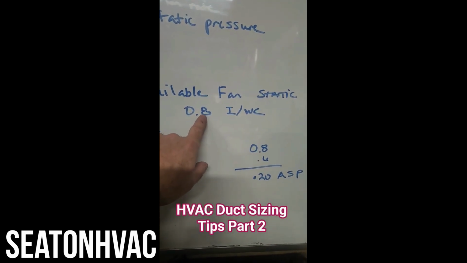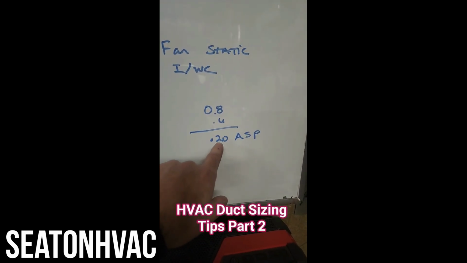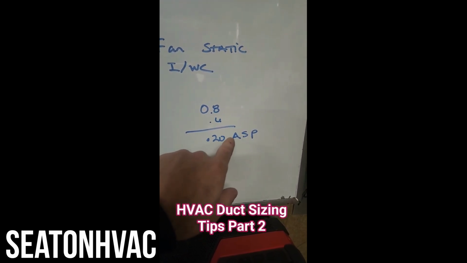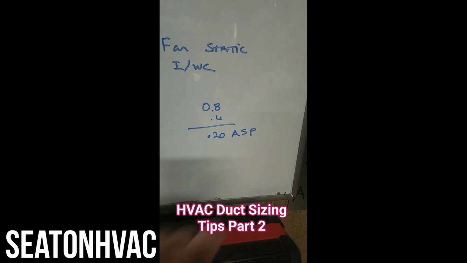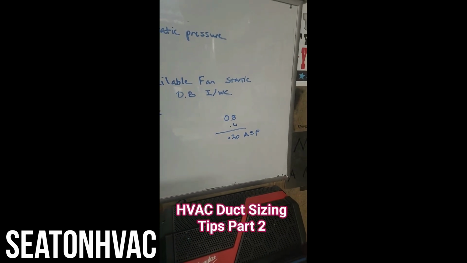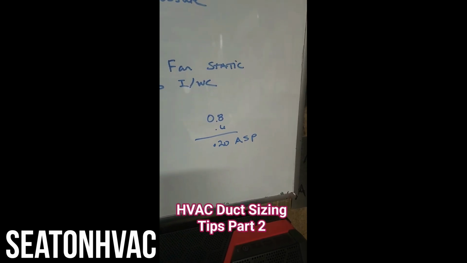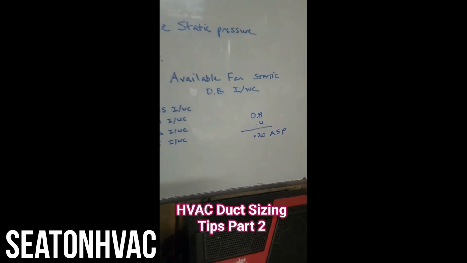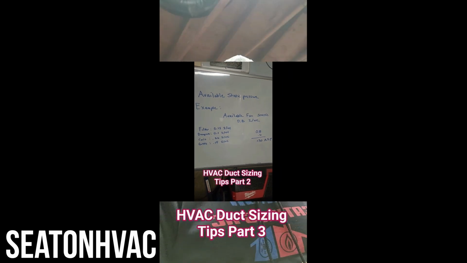So we're going to take this number and subtract that number, and that leaves us with 0.20 available static pressure. That's the budget we have for our duct system. So we have to size it so it equals 0.20 inches of water column. That's step 2. I've got lots more steps coming here for you.